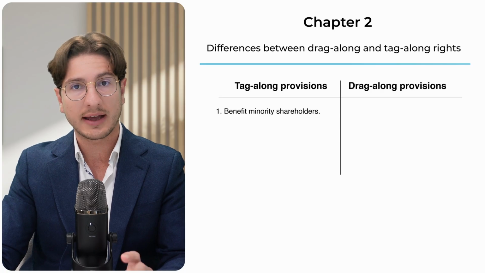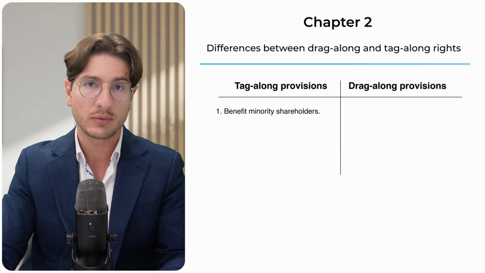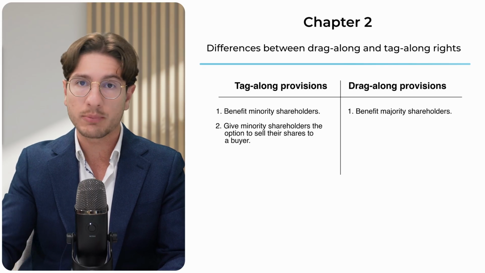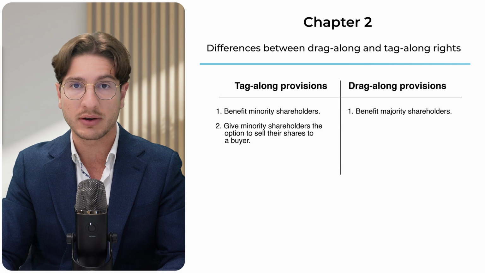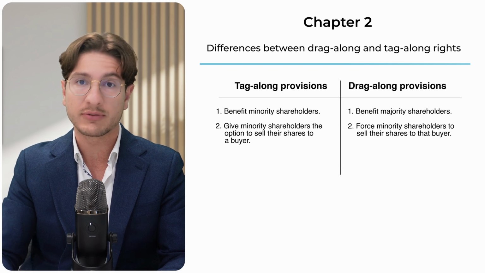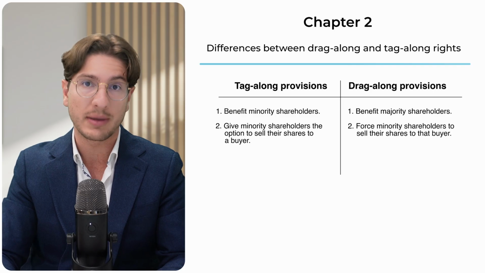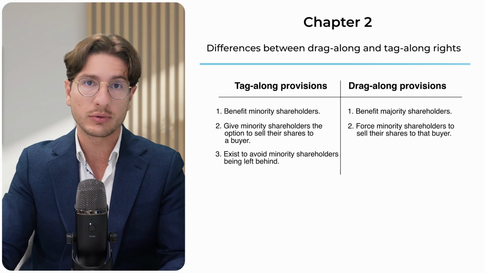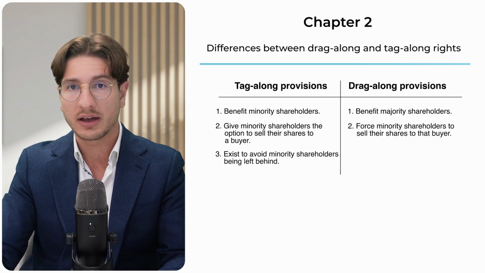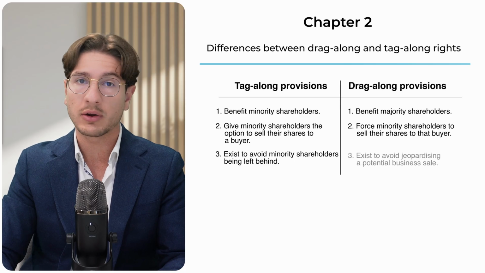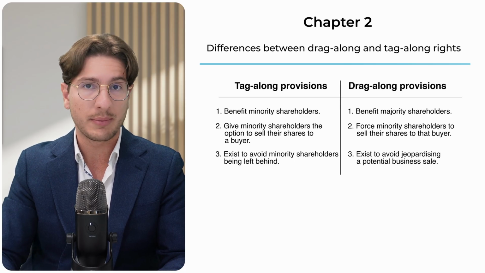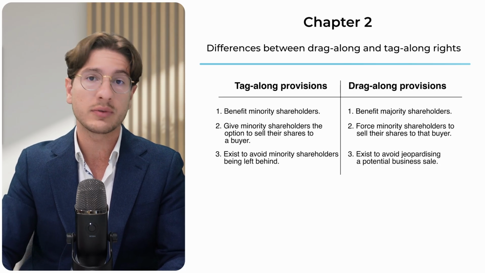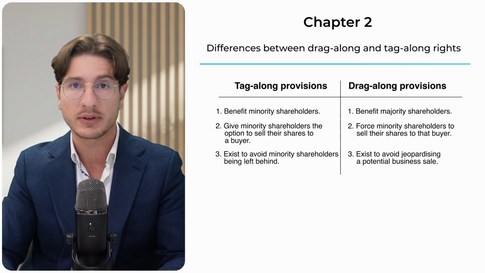The first is that tag-along rights benefit minority shareholders, whilst drag-along rights benefit majority shareholders. Secondly, tag-along rights give the option to minority shareholders to sell their shares to a buyer, whilst drag-along provisions force minority shareholders to sell their shares to that buyer. And lastly, tag-along rights exist to avoid the minority shareholders being left behind and having a stranger as a new majority shareholder, whilst drag-along rights exist to not jeopardize a potential business sale. And this is because typically a buyer of a business usually wants to buy all of the shares of the company, not just those of the majority shareholder.